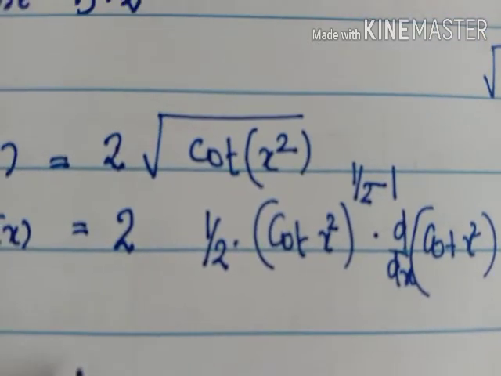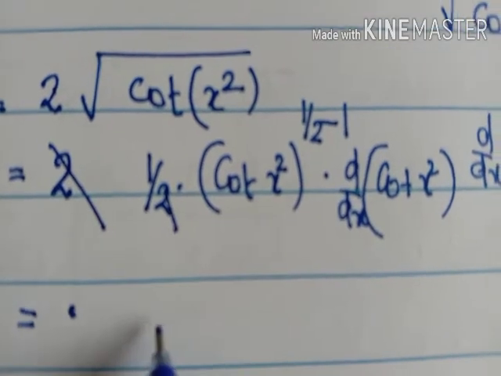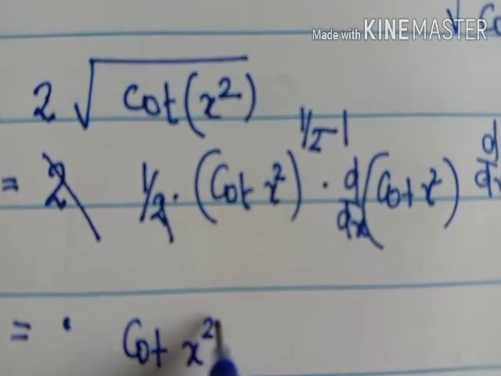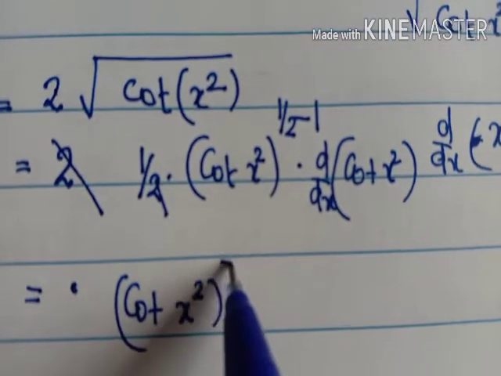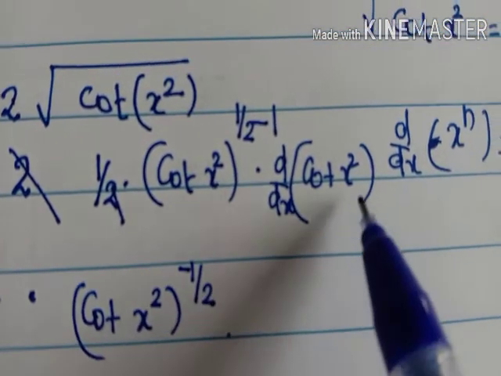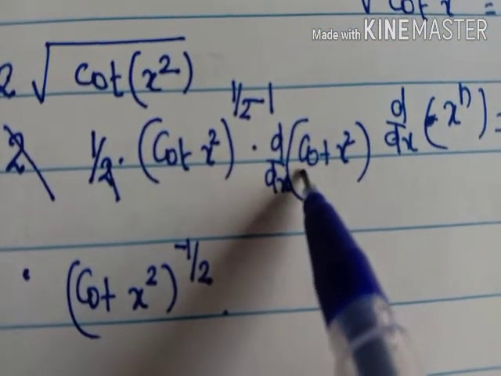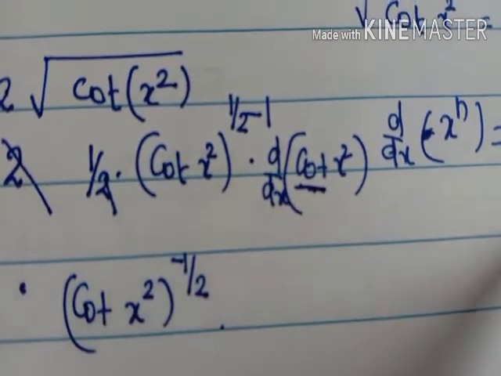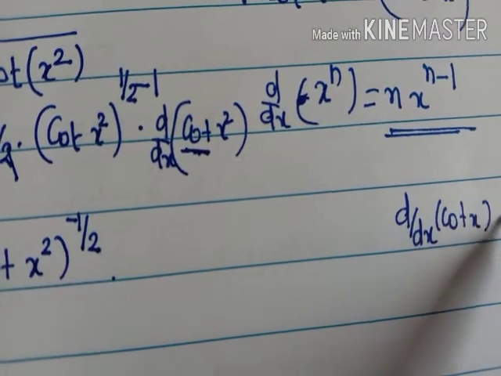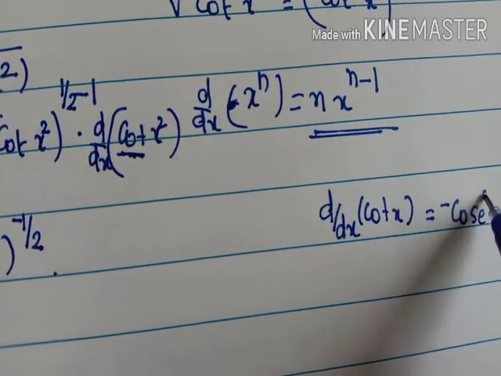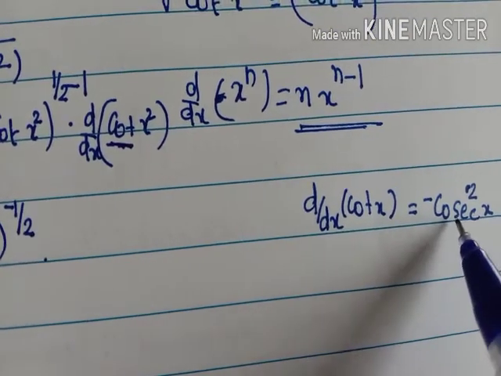Now see this next step. We can cancel these 2. So remaining cot x square raised to 1 by 2 minus 1. 1 by 2 minus 1 is minus 1 by 2. Now derivative of cot x square. So you have to differentiate cot. What is the derivative of cot x? Derivative of cot x is minus cosec square x.